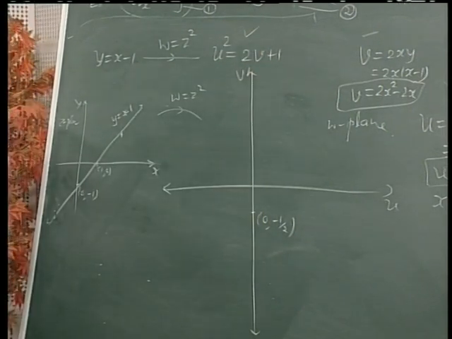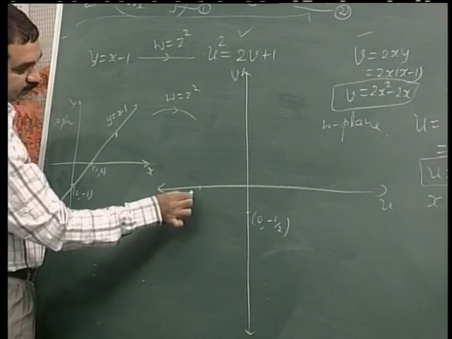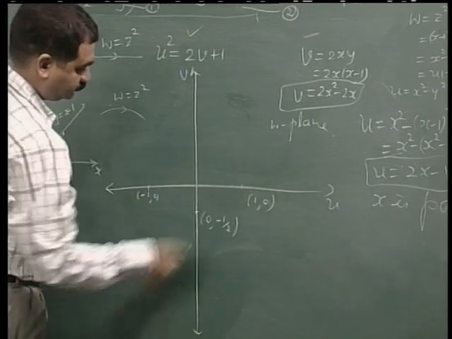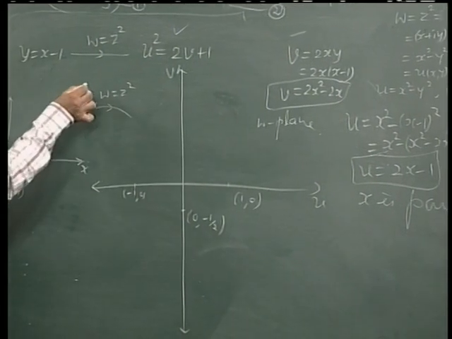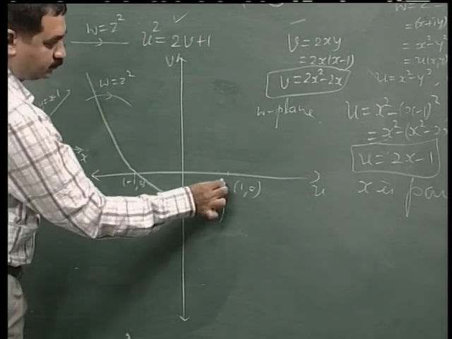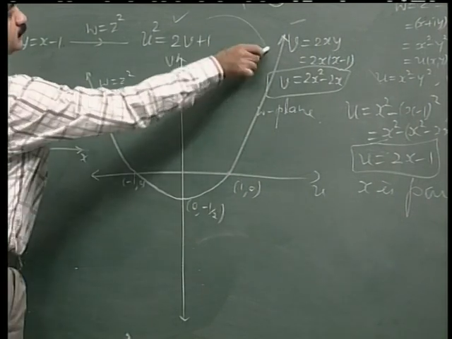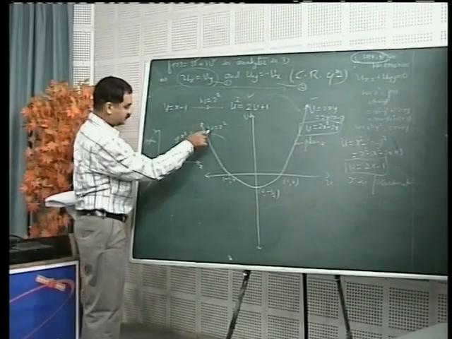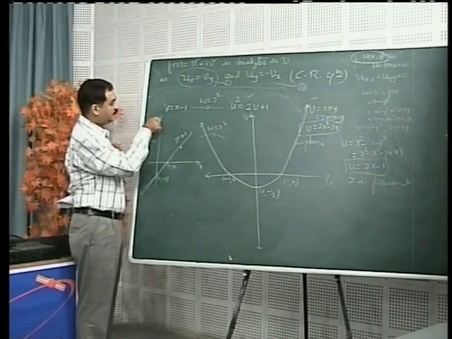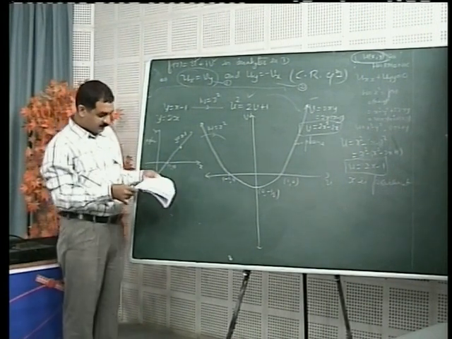So we have this point 0, minus 1 by 2 very clearly from this. And if v is 0, then u square is 1, so we have values of u as minus 1 and 1. We get this parabola. So this is this parabola. The image of this line is the parabola. Our next line is what? y is 2x. So again we just proceed this way.